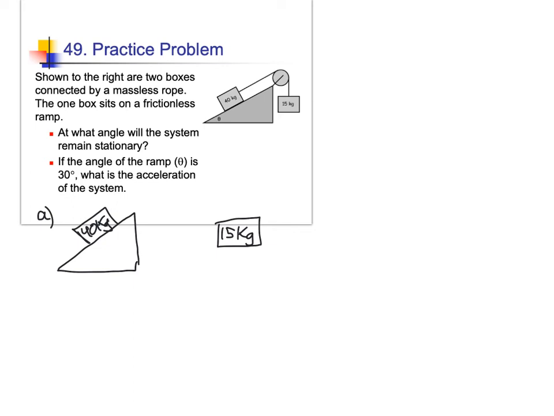Alright, so to start this problem, we have the system here where there are two boxes. One's on an incline like this, and the other is hanging, connected via this frictionless pulley. So the first thing I'm going to do, of course, is draw my free body diagram.